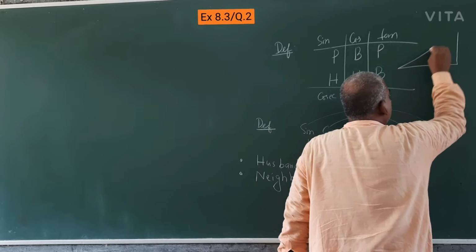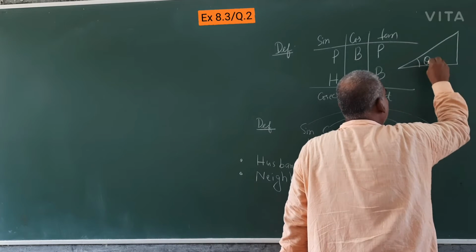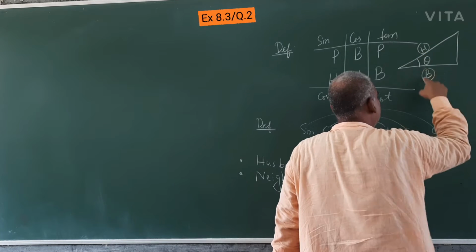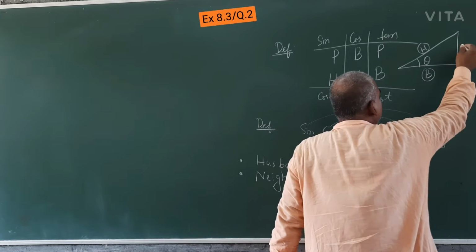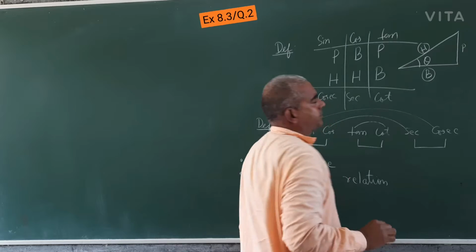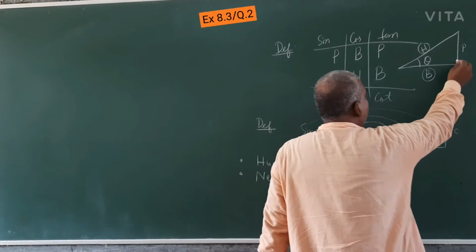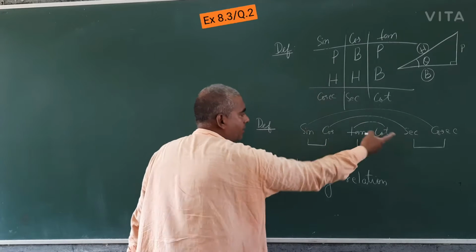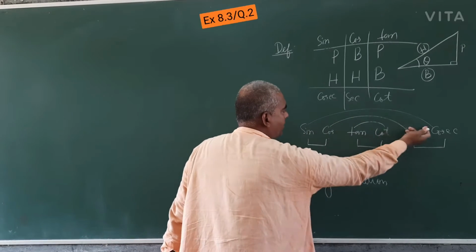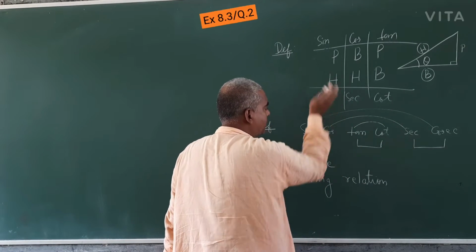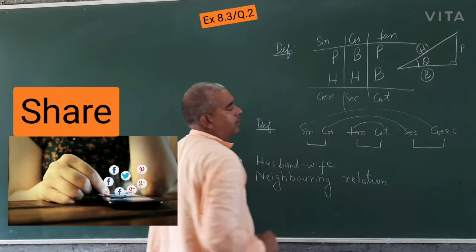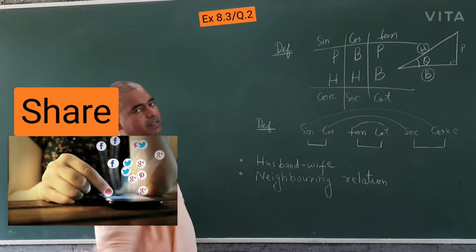Okay, this is the right angle triangle. If this is theta, then this is the base and this is the hypotenuse, both fixed. So this will be P, the perpendicular. So these were all definitions, and I have taken them as husband and wife because of the inverse relations, and this 90 minus theta as a neighboring relation.